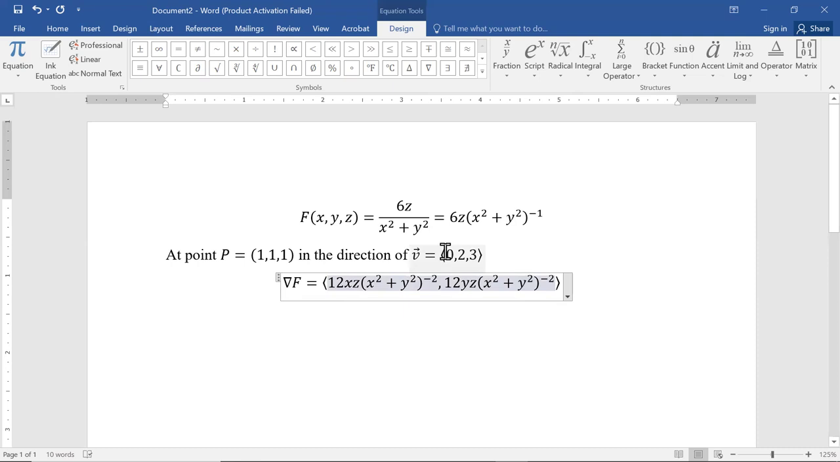Now the nice thing is when I do the derivative with respect to z, this x squared plus y squared to the negative 1 is just a constant. So I just end up getting 6 times x squared plus y squared to the negative 1 power.